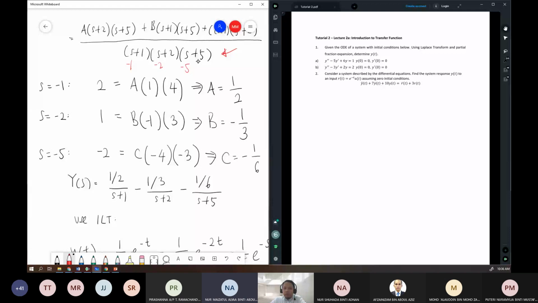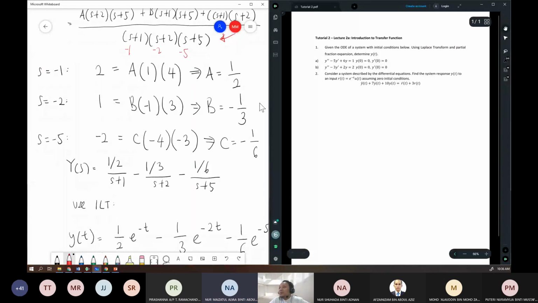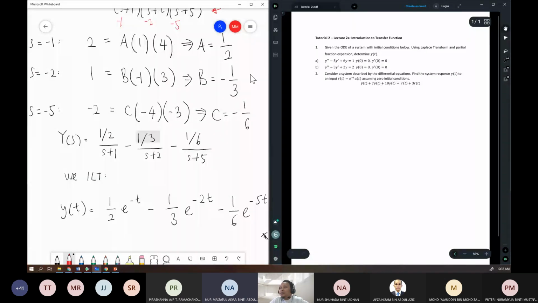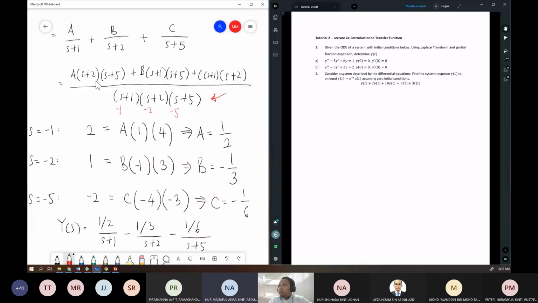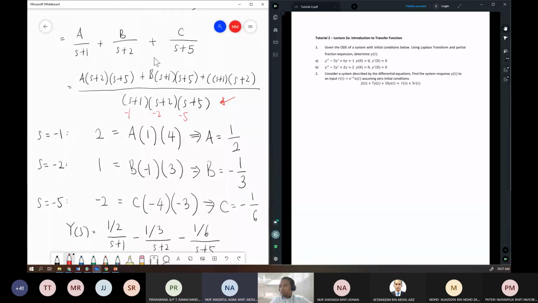Okay, any more question before we end this session? Sekejap je hari ni. Doktor, tanya sekali. After we get s equal to negative 1 and then 2 equal to A. Yang ni dari sini, yang s equal to negative 1, right? Okay. Then 2 equal to A.